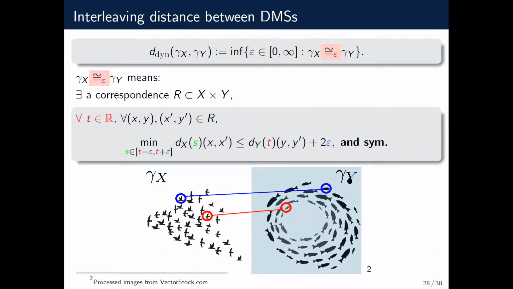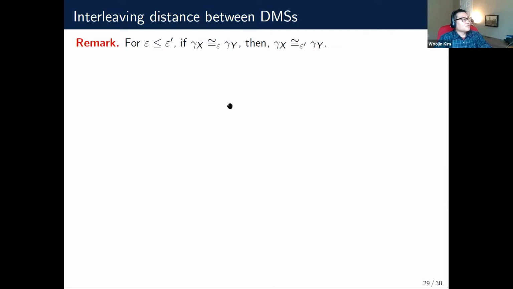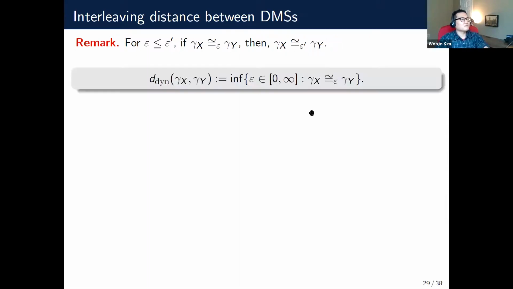Okay. One thing to note is that if gamma x and gamma y are epsilon-interleaved, then they are also epsilon-prime-interleaved for any bigger epsilon prime. Therefore, defining the distance between gamma x and gamma y as the infimum of epsilon for which they are epsilon-interleaved makes sense.